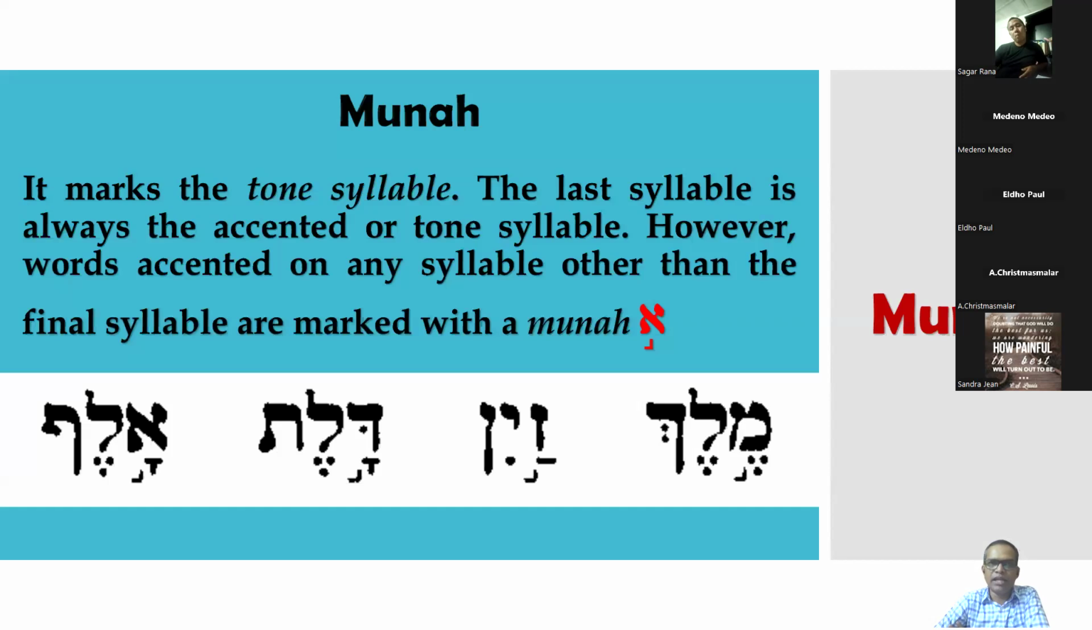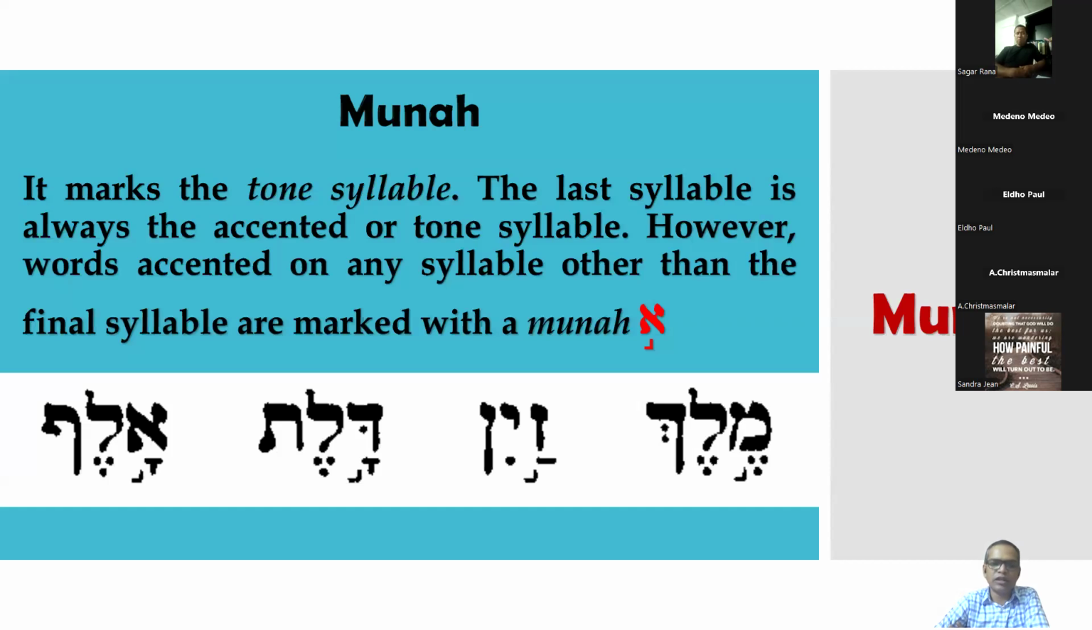Melek, melek. So if you see here, I am giving stress to melek. Why am I giving stress? Because the first syllable is carrying munna. Whenever munna is placed, we can say that stress has to be given. Another way of understanding this is that the tone syllable is now the munna syllable, because the stress has been shifted from the last syllable to the syllable where munna is placed.